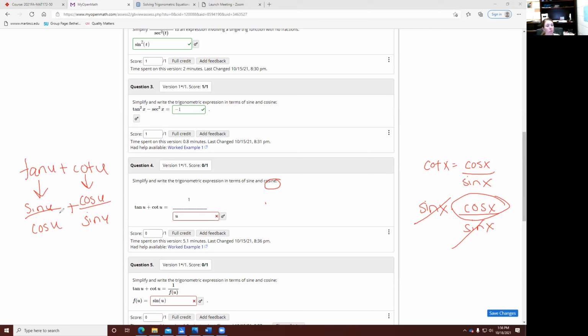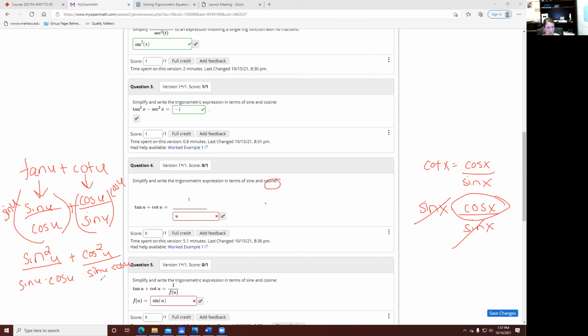Okay. So what is the common denominator between cosine of u and sine of u? Well, it would be sine of u times cosine of u. So you would have to multiply this one by sine of u, and we have to multiply this one by cosine of u. And so on the top, you would end up with sine of u times sine of u, which is sine squared of u, plus on the top over here would be cosine of u times cosine of u, which would be cosine squared of u. And then on the bottom here, you have sine of u times cosine of u, and on the bottom here, you have sine of u times cosine of u.